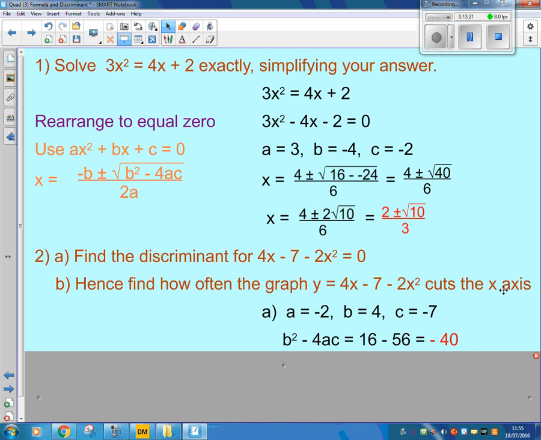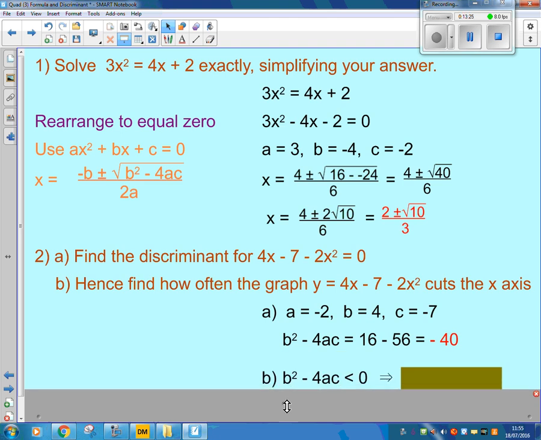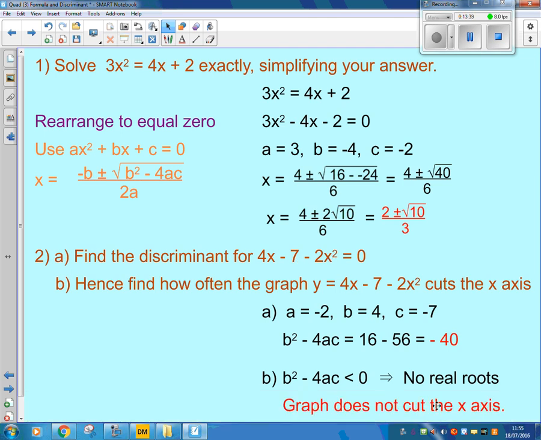Next, how many times will this graph cut the x-axis? Well, you can say straight away, b squared minus 4ac, it's minus 40, so it's negative. So it's no real roots, and if it's no real roots, then the graph of y equals 4x minus 7 minus 2x squared doesn't cut the x-axis at all. It does not cut the x-axis.